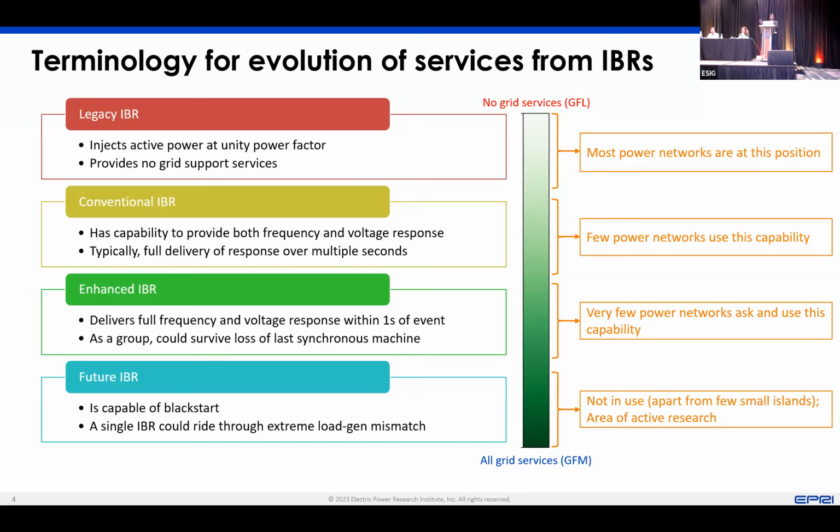This figure will probably reappear in almost every slide that I have, because it can help keep the context of what kind of IBR we're going to be talking about. And we're not going to just talk about two bookends of grid following and grid forming. We're actually going to be talking about this entire spectrum, because it helps us align what kind of services these different resources are going to be providing. So a condensed version of this figure will appear in every slide.